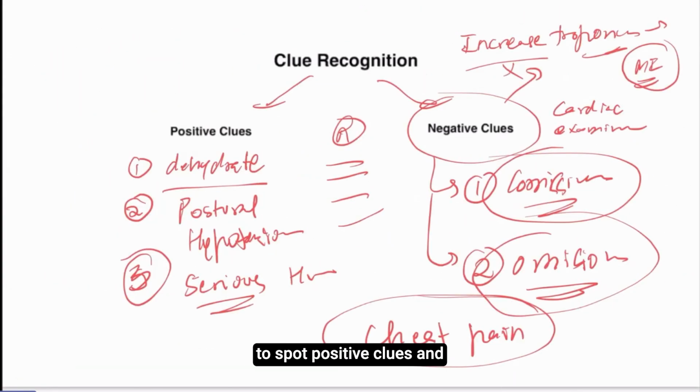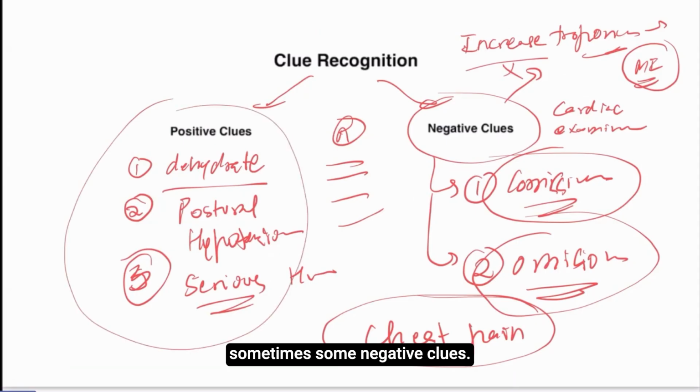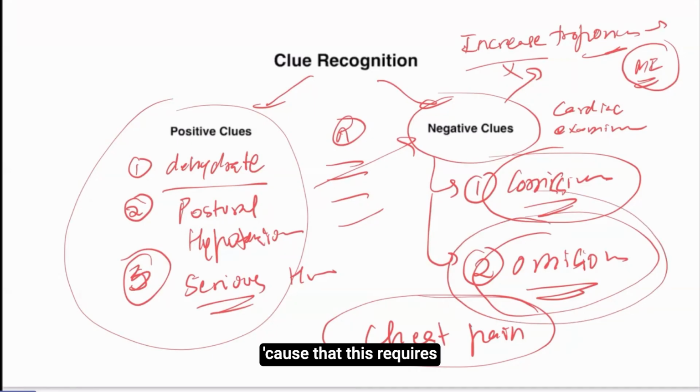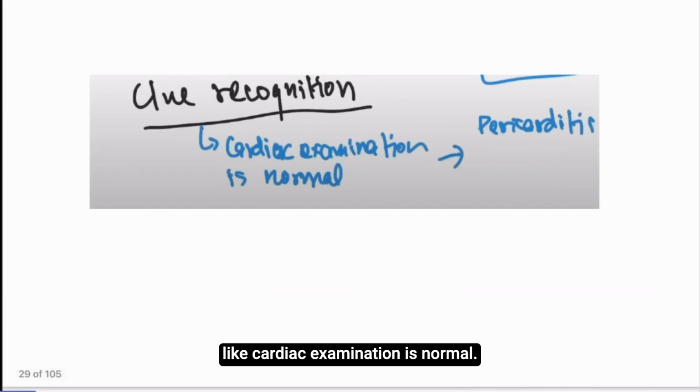is they are able to spot positive clues and sometimes some negative clues. They are like, explicitly, these people are telling me cardiac examination is normal and that's why A is not the answer. But what they struggle the most with is this negative clues by omission, because this requires active generation. You should know a lot about the condition for you to generate that information and then rule it out. So now we are going to another: cardiac examination is normal. That's telling you it's not pericarditis.